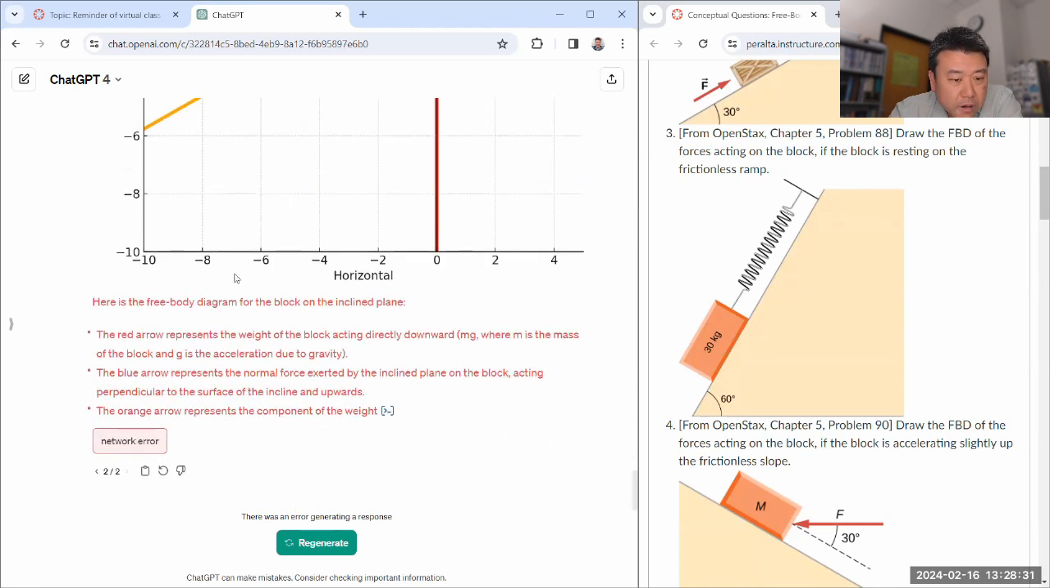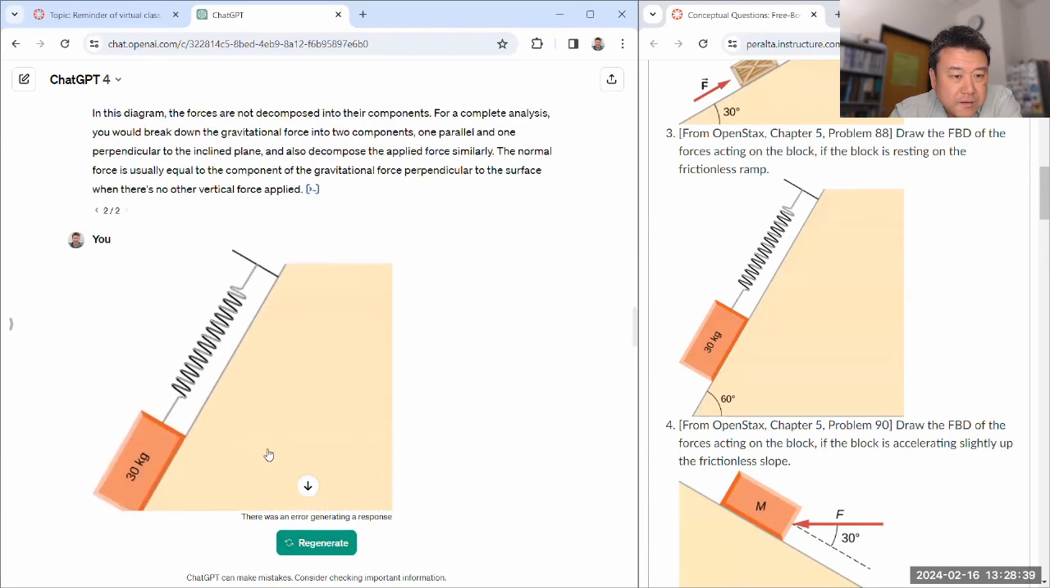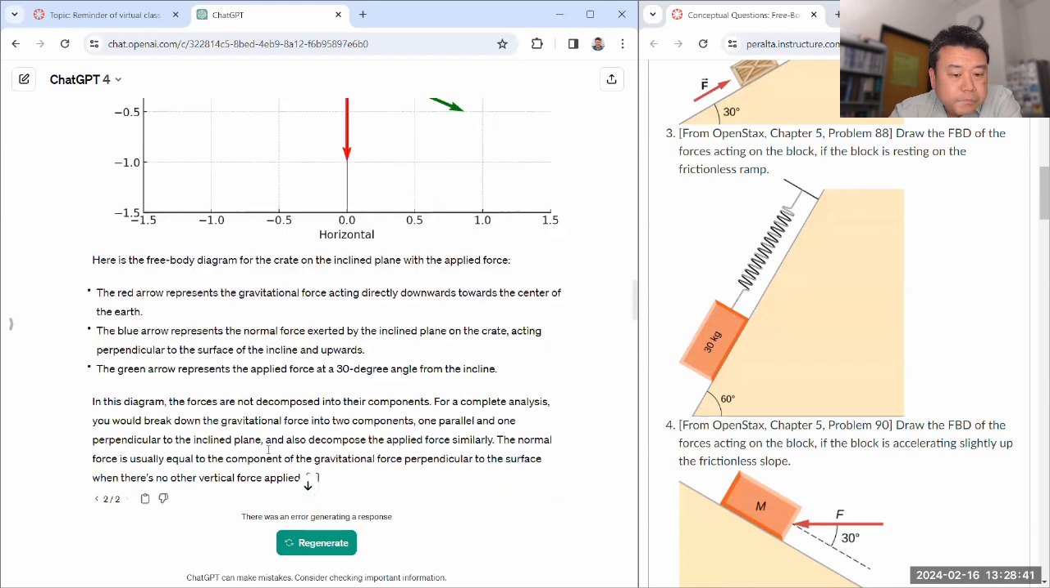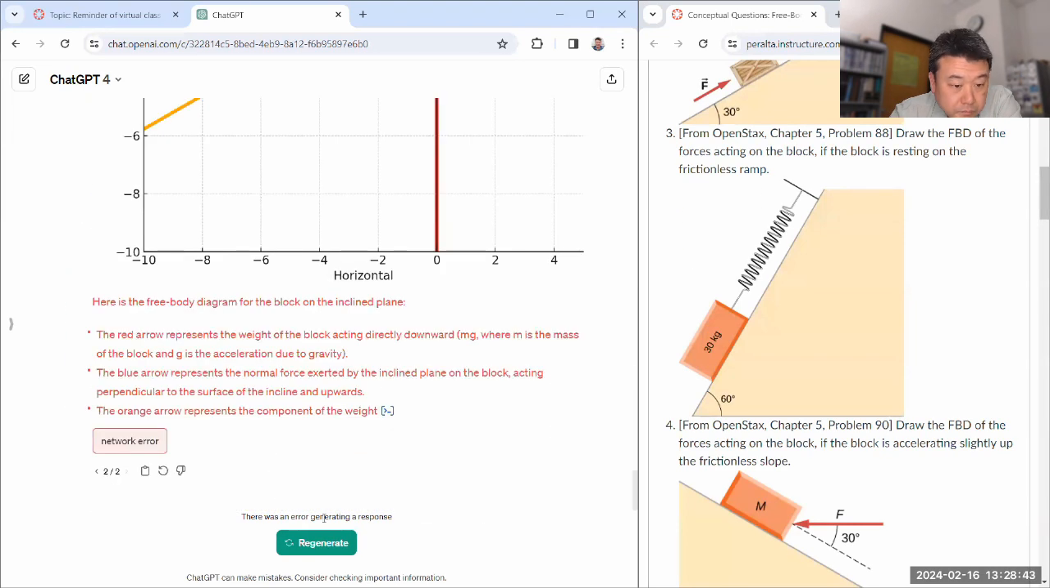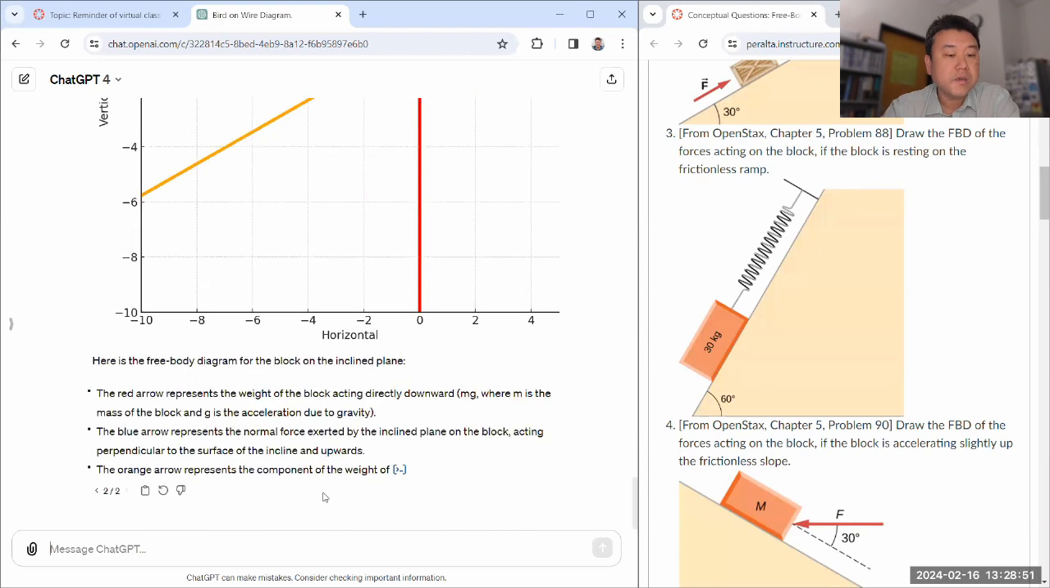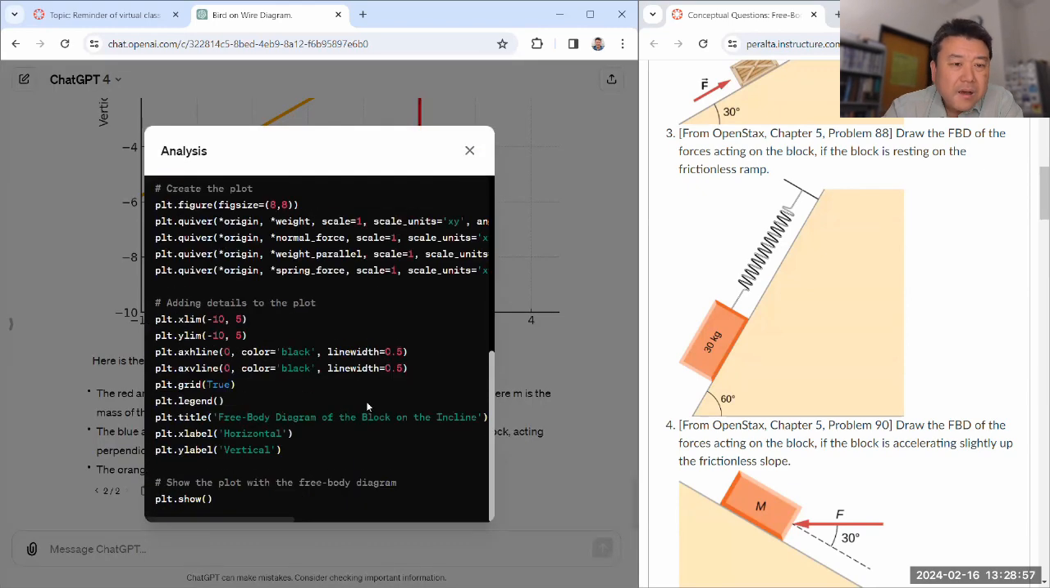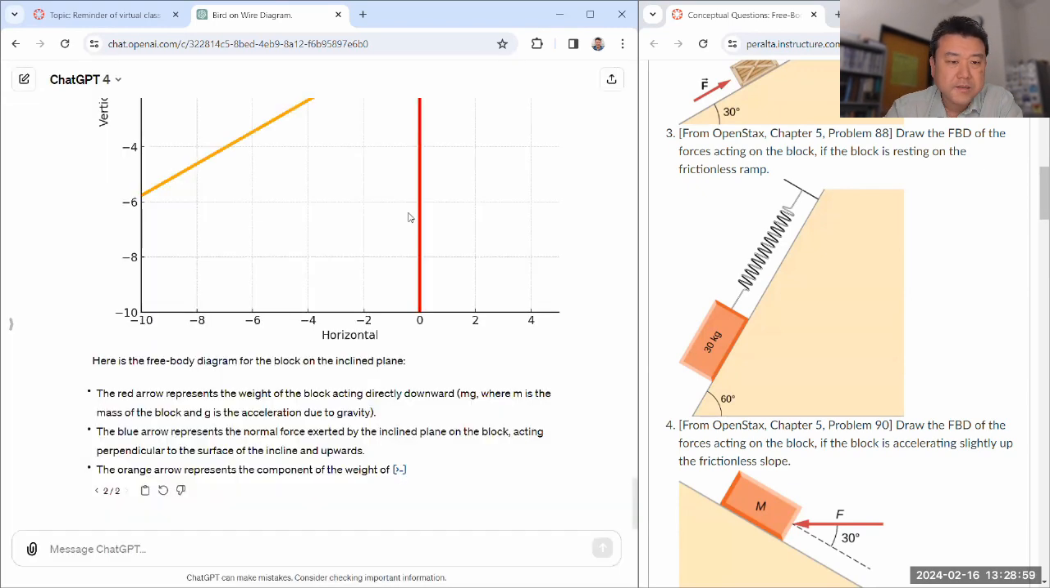Error in generating, it's fine, network error. It's fine. Do I need to regenerate? I wish. Let me just try refreshing and see if it'll give me a place. Okay, I think that's good. View analysis, what is that? Oh, I see. Yeah, that's the code that it generated.